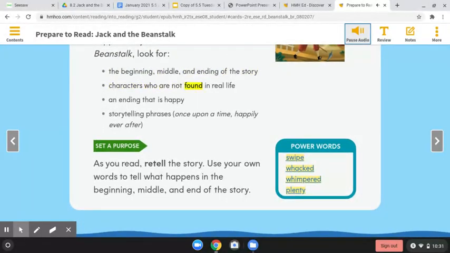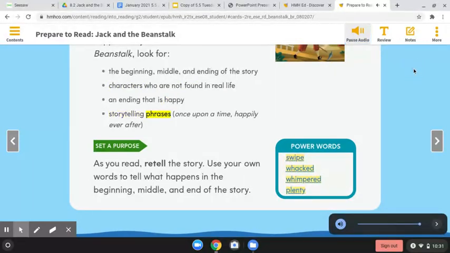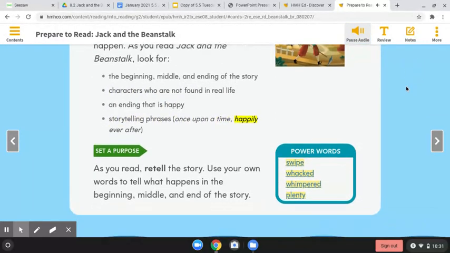Characters who are not found in real life. An ending that is happy. Storytelling phrases. Once upon a time, happily ever after.